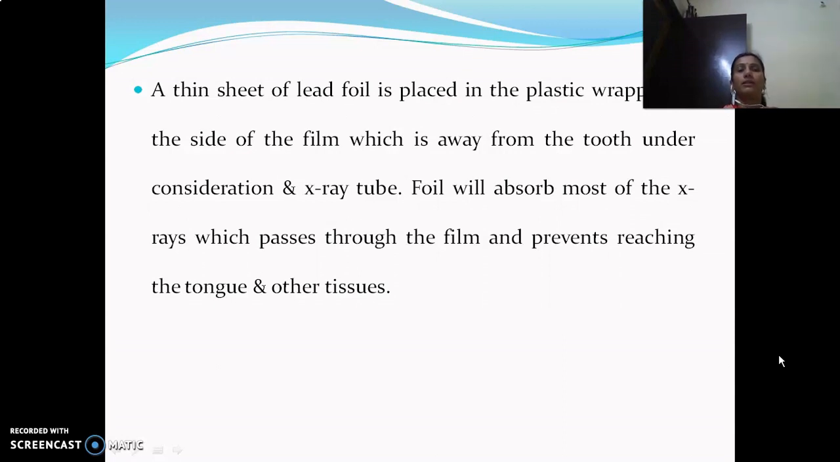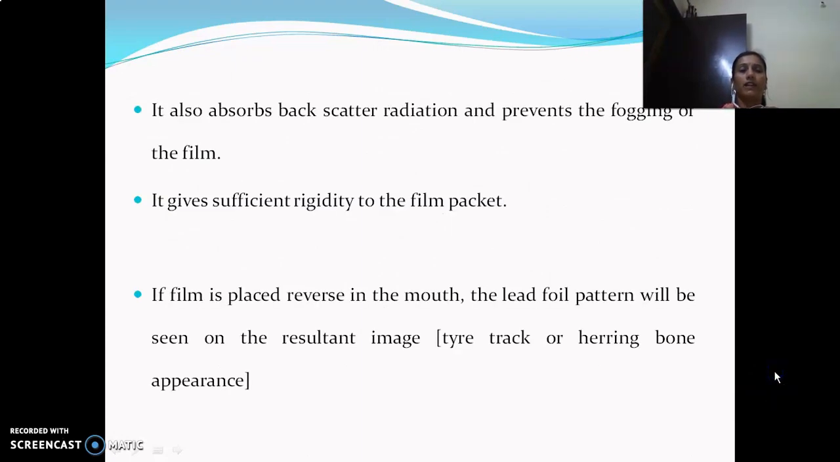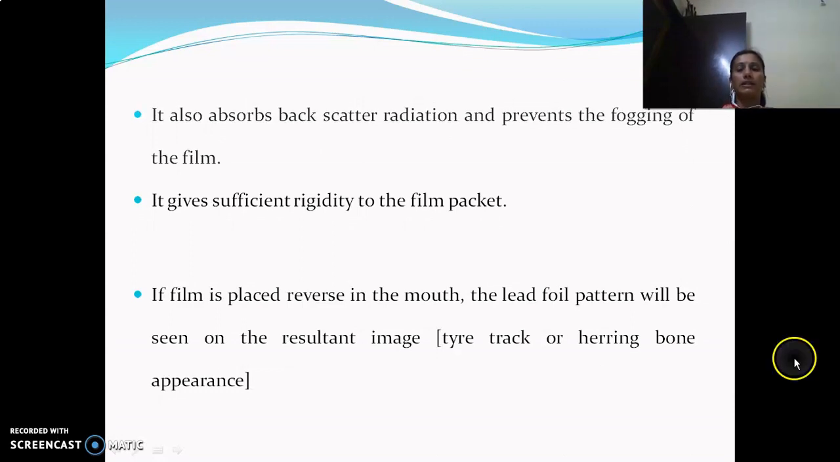The second component is a lead foil, which is placed inside the plastic wrapper on the side of the film which is away from the tooth under consideration and the X-ray tube. The function of this foil is that it absorbs most of the X-rays which pass through the film and prevents them from reaching the tongue and other tissues. The other functions of lead foil are that it also absorbs backscatter radiation and prevents fogging of the film, and it gives sufficient rigidity to the film packet. In case you place the film reversed in the mouth, the lead foil pattern will appear on the resultant image.